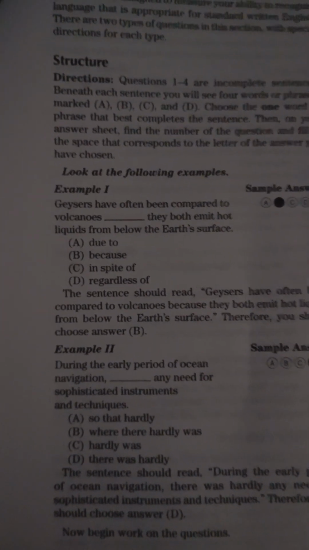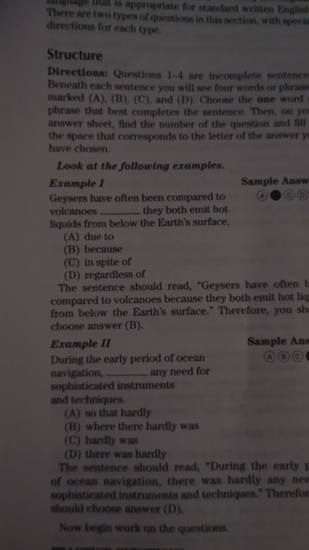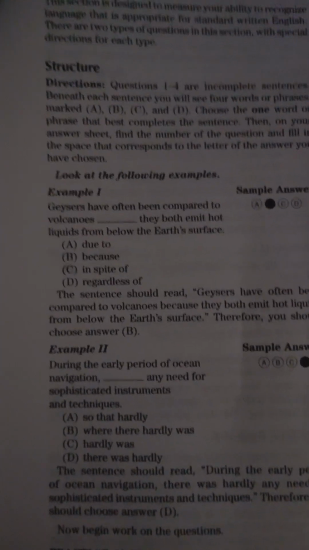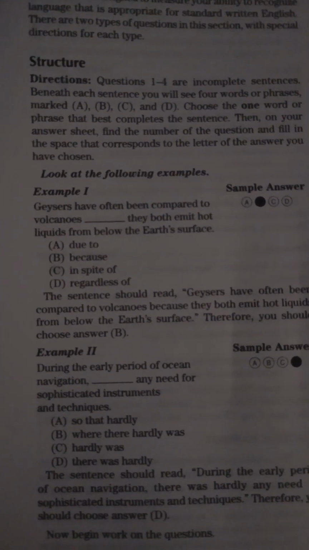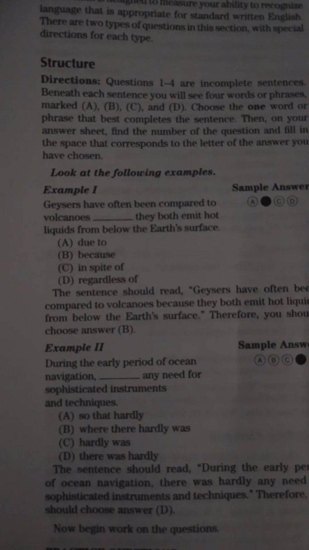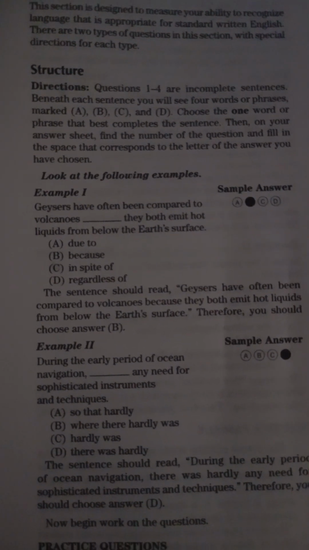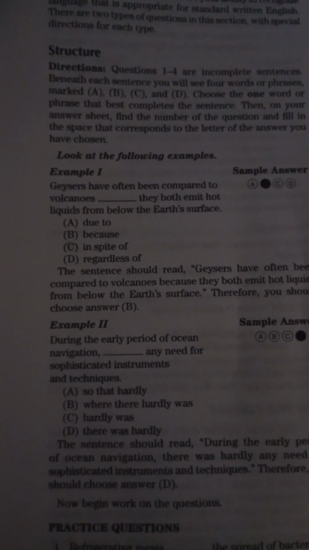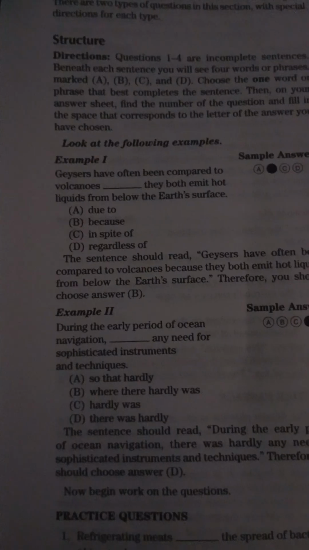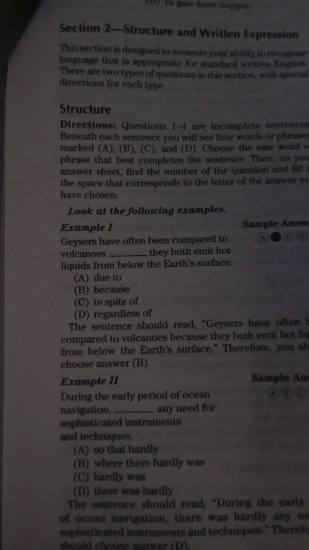Okay. It says, look at the following example. Example number 1. Geysers have often been compared to volcanoes. They both emit hot liquids from below the Earth's surface because of, and in spite of. Okay. Compared to volcanoes because they both emit hot liquids. Oh, that was the letter B. I don't know, man. This is gonna be hard.